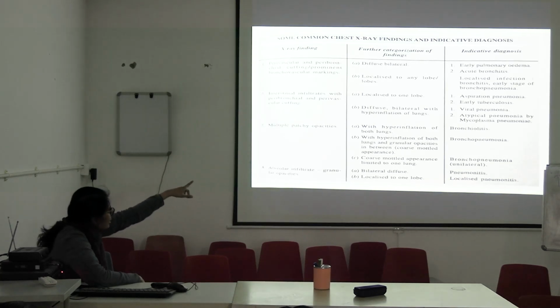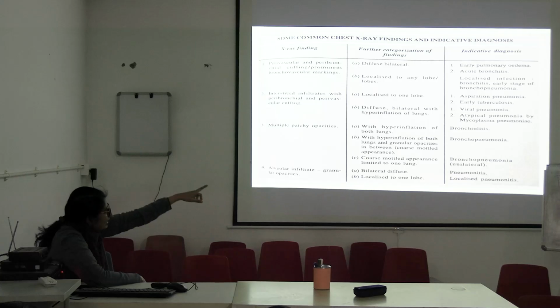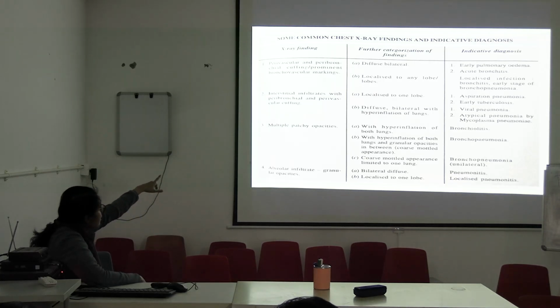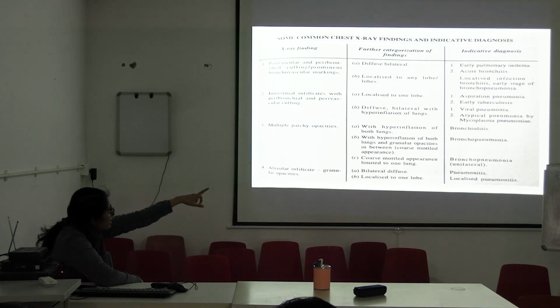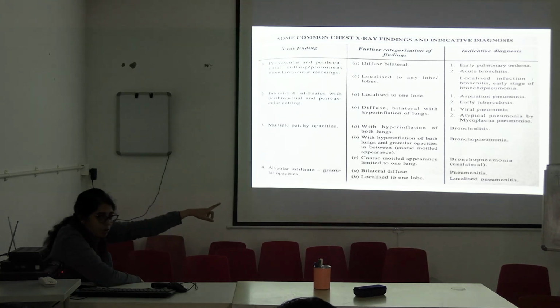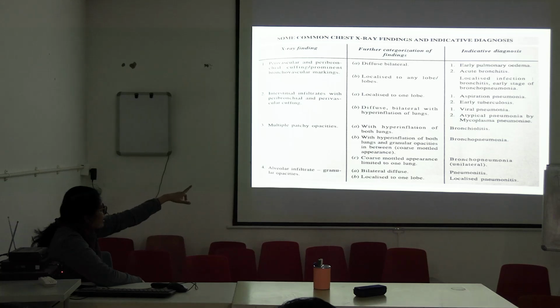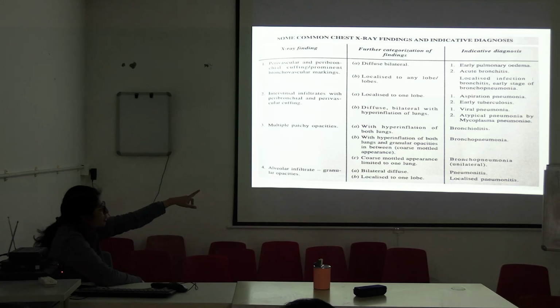Diffuse bilateral with hyperinflation of the lungs is seen in viral pneumonia, and atypical pneumonia by mycoplasma pneumonia. If you get multiple patchy opacities with hyperinflation of both lungs, it is found in bronchiolitis. If you get hyperinflation of both lungs and granular opacities in between giving a coarse mottled appearance, it is found in bronchopneumonia. If you get coarse mottled appearance only in one lung, it is unilateral bronchopneumonia.